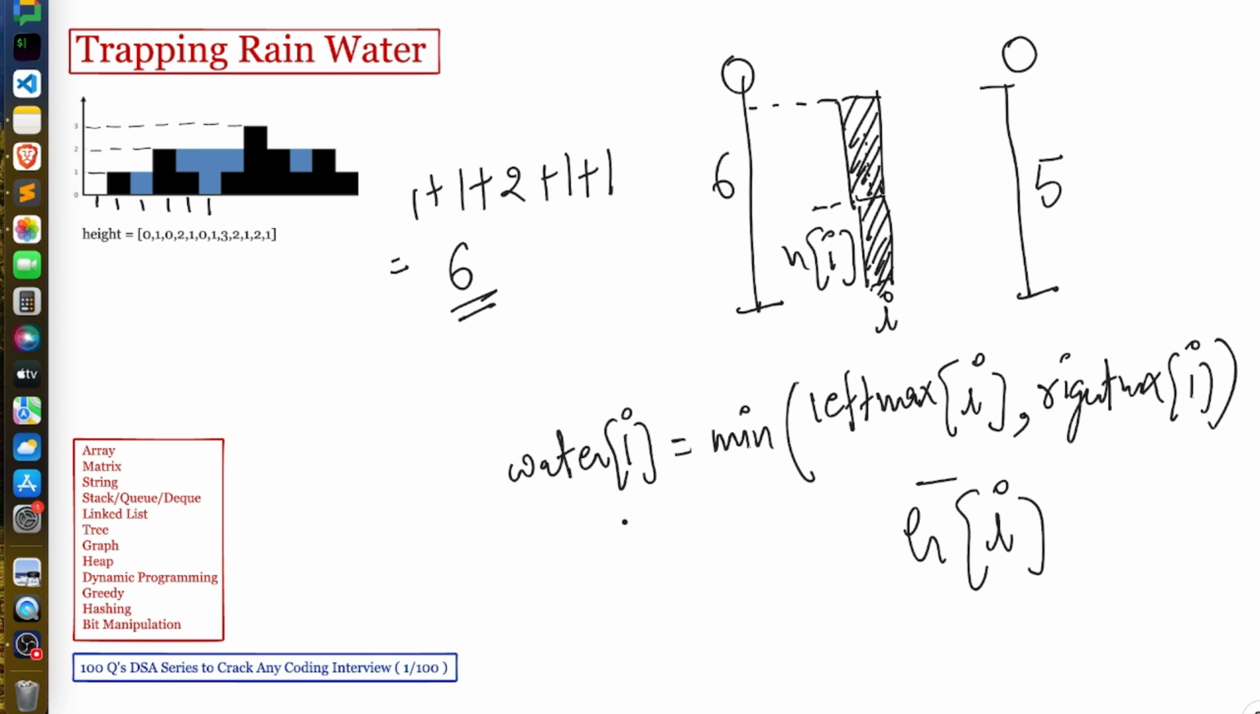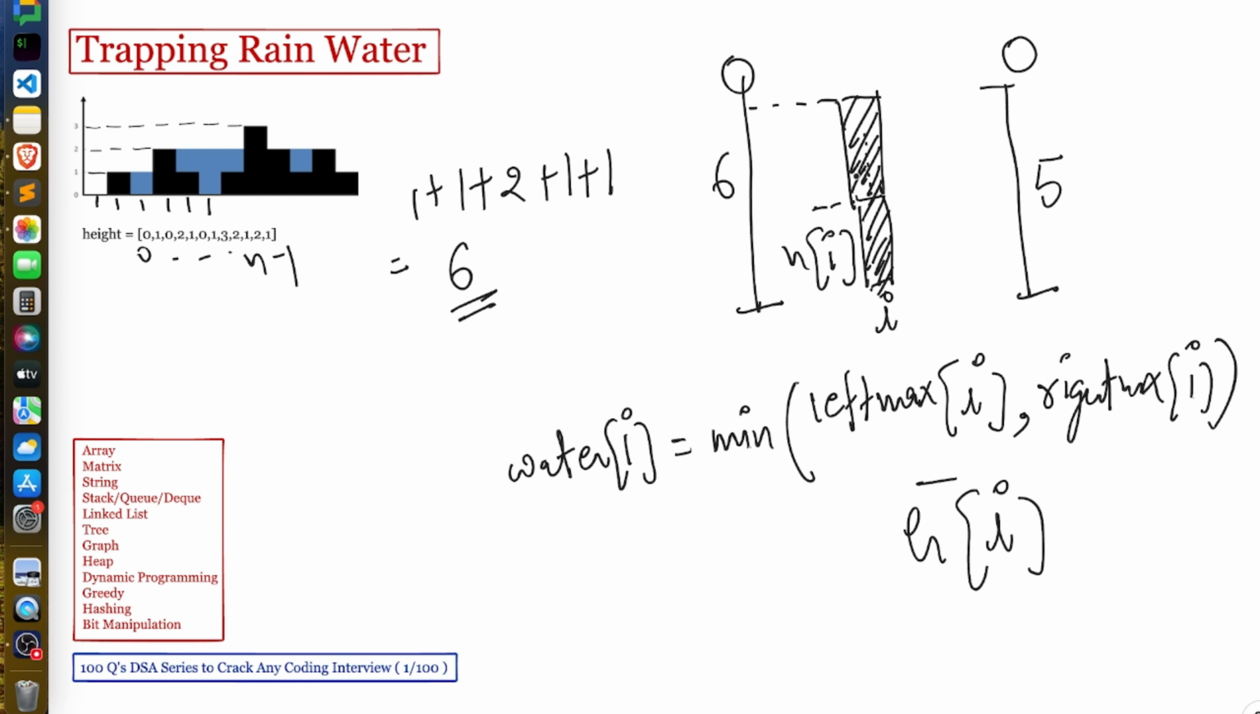So this is the water that would be trapped on the ith bar. And similarly we can traverse through each of these bars from 0 to n minus 1, and then we can calculate the water that is trapped on the ith bar, and then we can take the summation of each one of them, right?